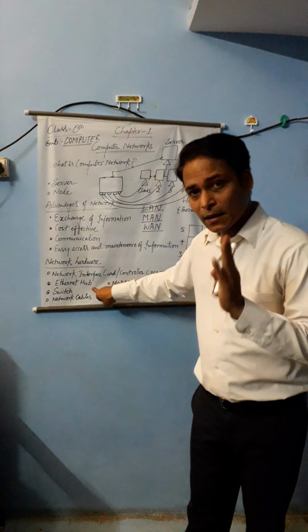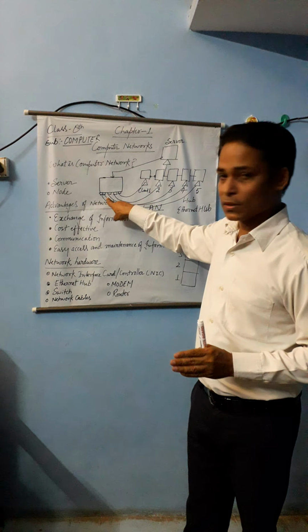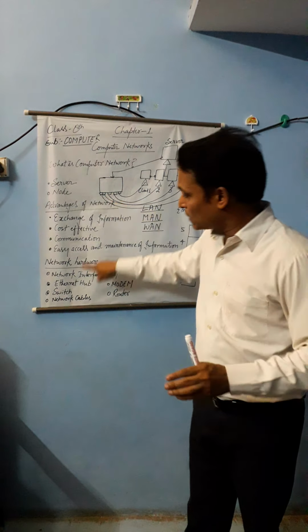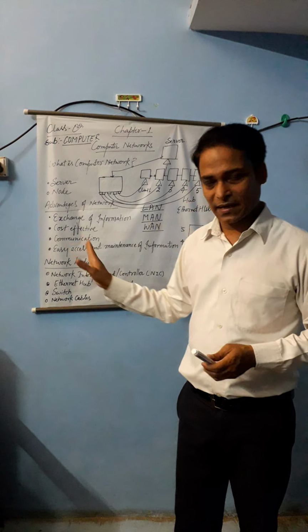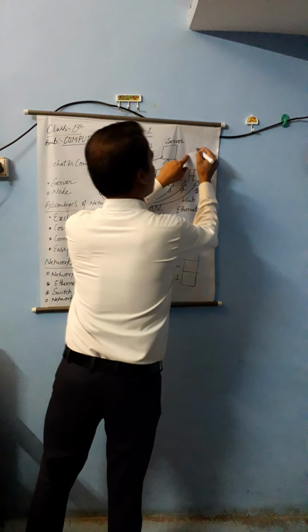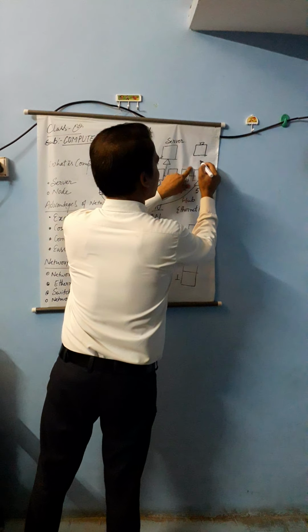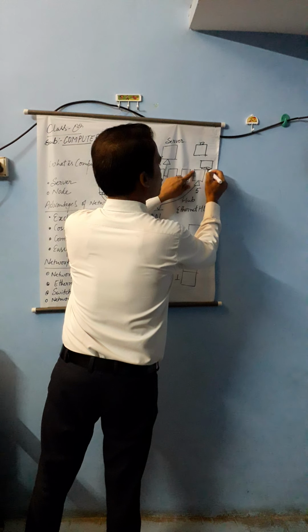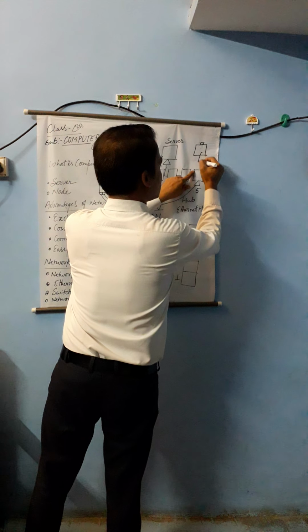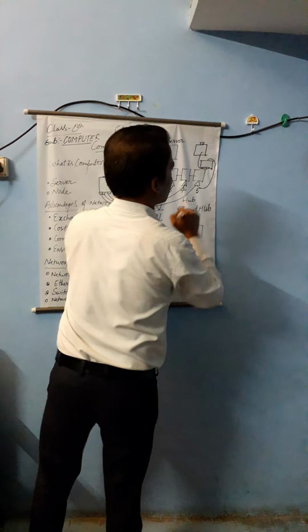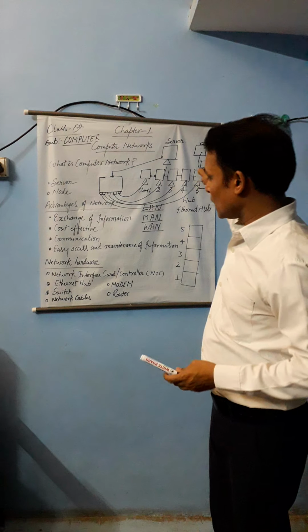First difference: an Ethernet hub can be connected only to these computers, but the switch is for the other devices. It means this can receive the information, not send. Like a printer: if the printer is attached to the computer here, this printer will be connected to the switch, and this switch will be connected here, and this computer will be connected in line. So this switch can receive the information, not send it. So this is the switch.